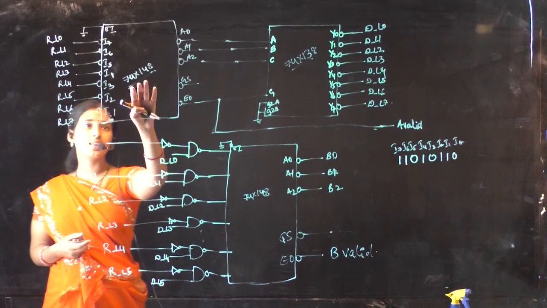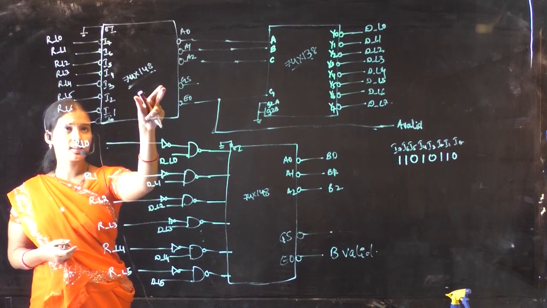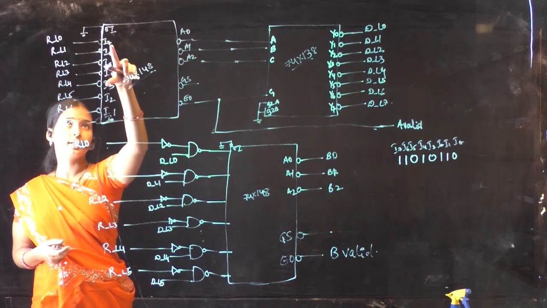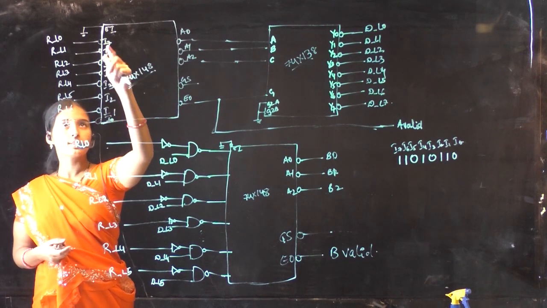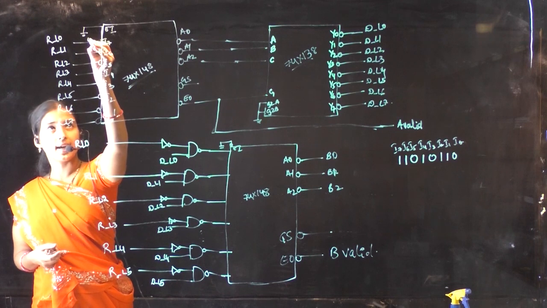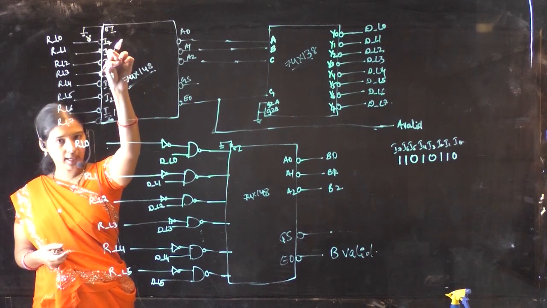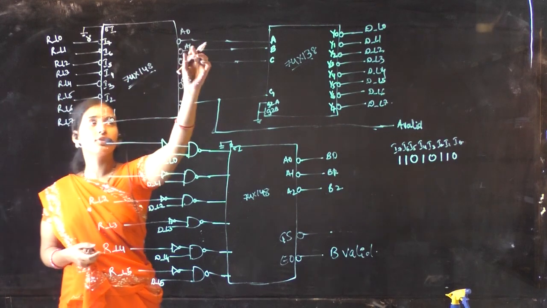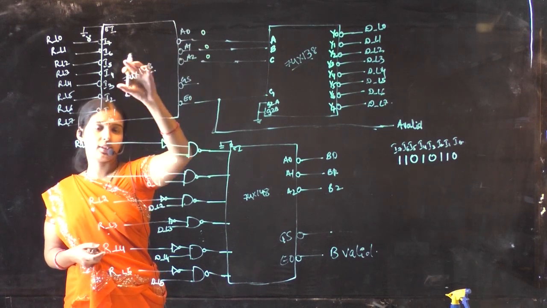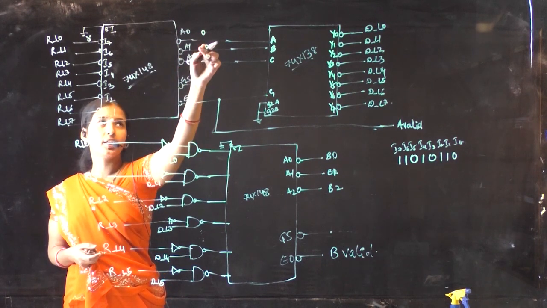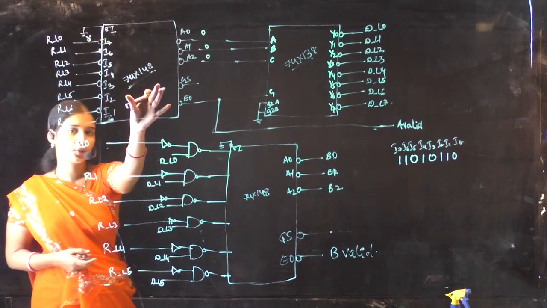Here you can see the 74x148, the highest priority encoder. It takes 8 inputs, which are active low. Suppose I7 is equivalent to 0. It will find that I7 is at highest priority and convert its outputs to 0, 0, 0, because these are active low signals. This is your highest priority encoder.